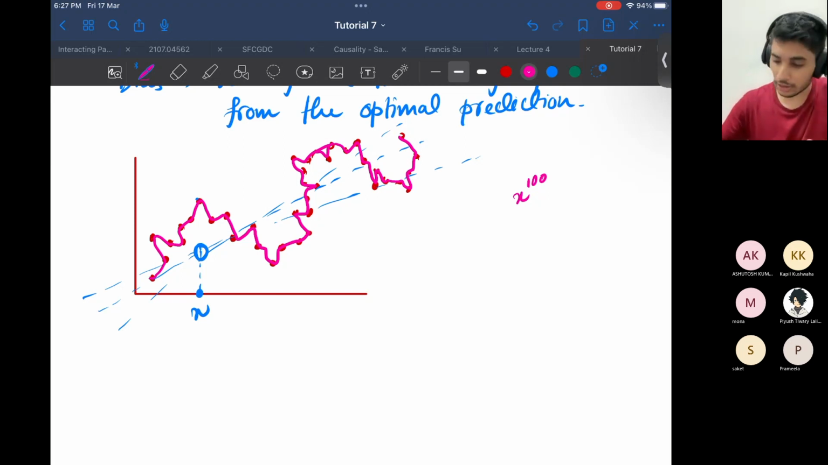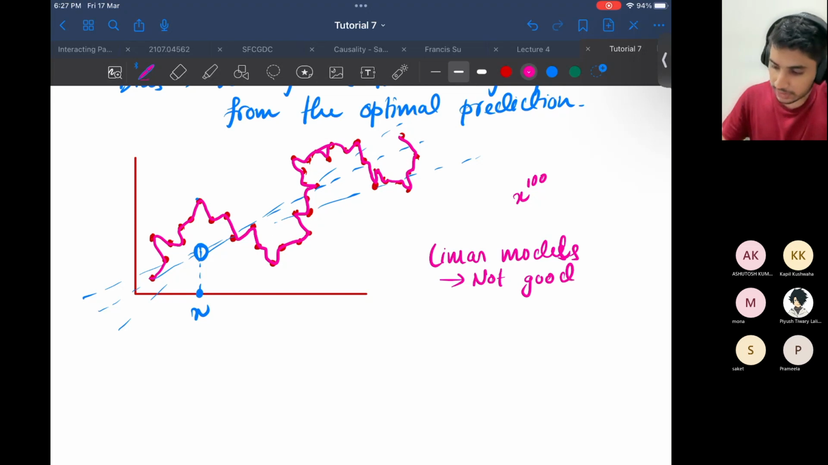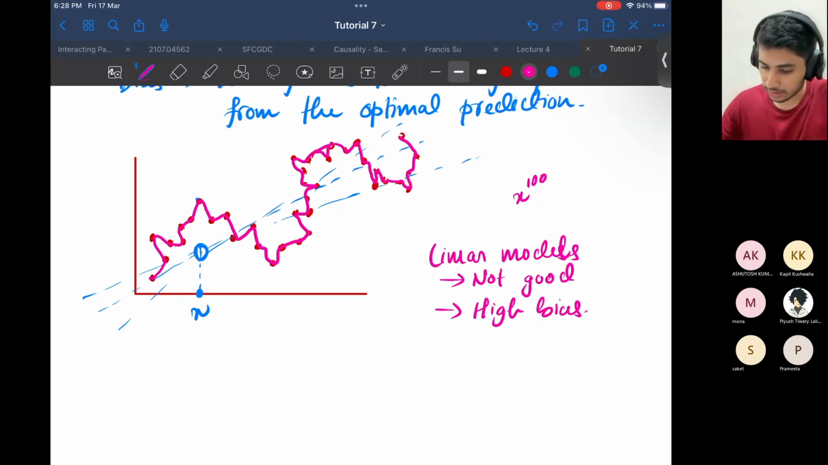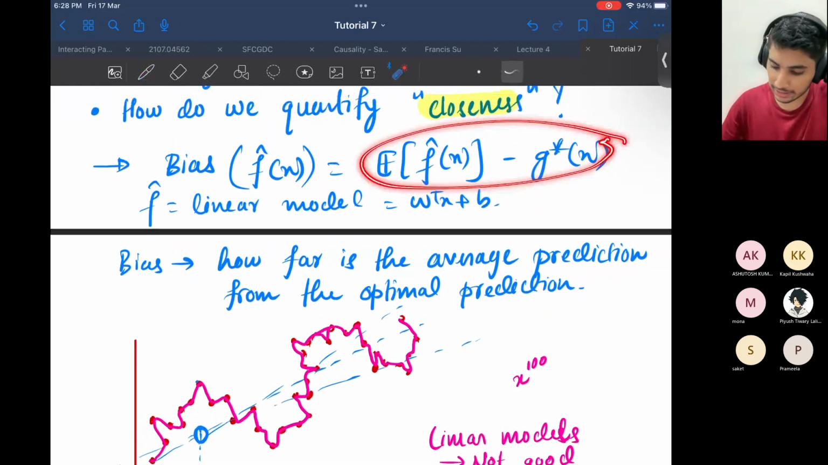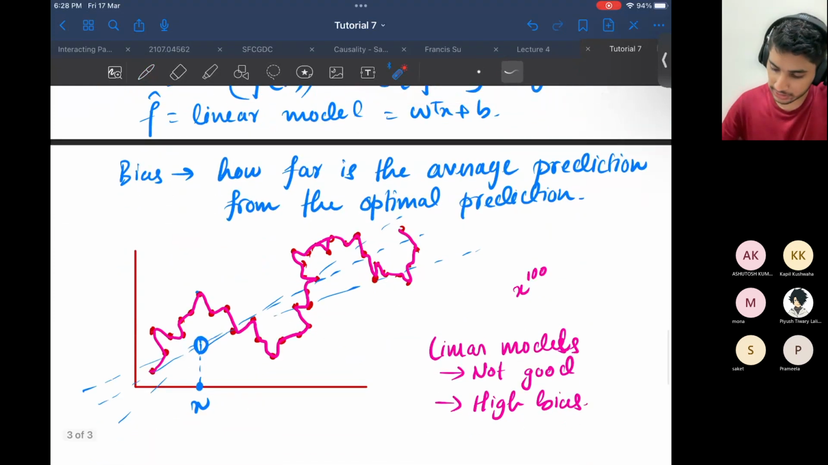So this was the data. You saw that linear models are not good. Let me also write it down. Linear models, not good. Why are they not good? They have high bias. I hope by now you know what high bias is. Why high bias? Because this difference was too high for all x, and hence at each point the distance was high.